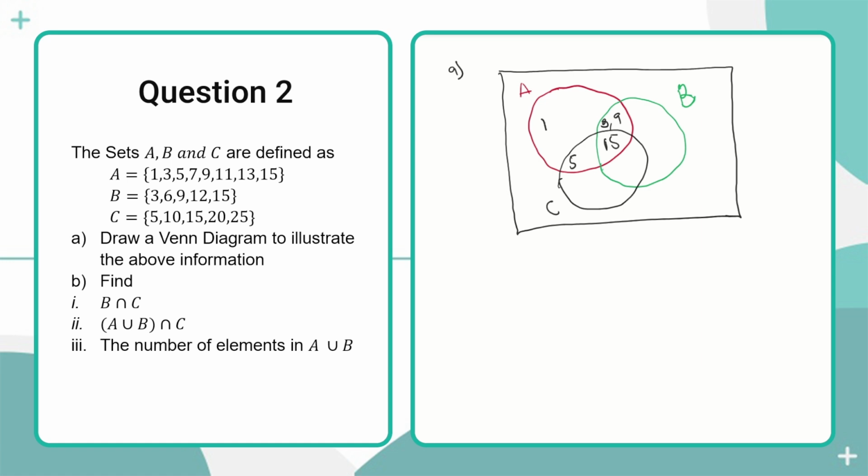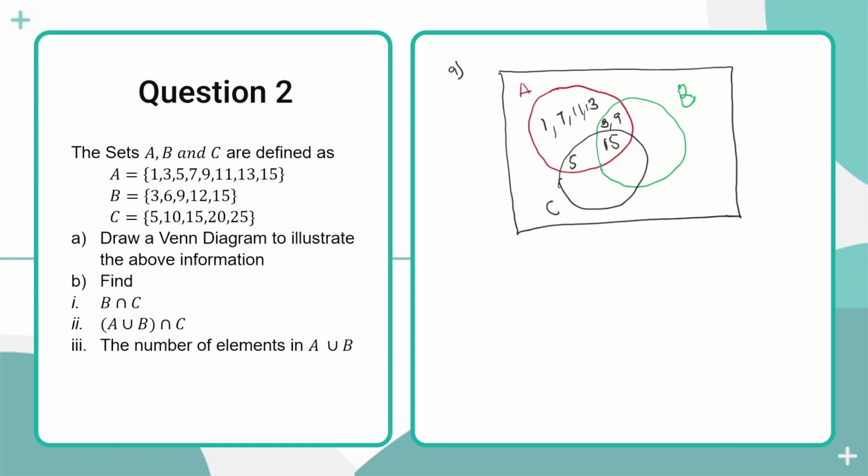3 is already covered, 5 is already covered, there is 7, right? 9 is already covered, there is 11, 13 is not covered, so you can also put 13 there. So we have 1, we have 7, we have 11, then we have 13. And then when we consider the B, we already have 3, we have 9, we have 15.